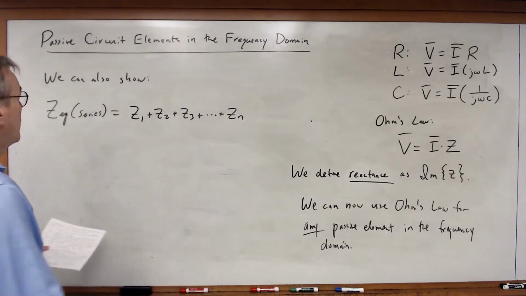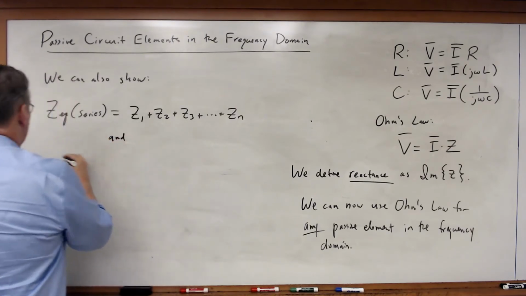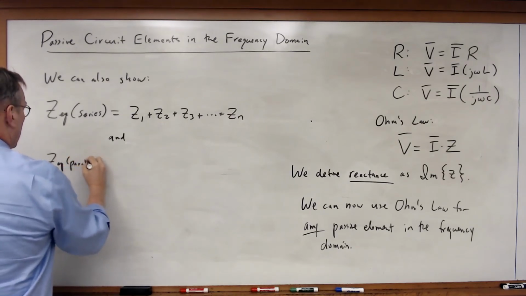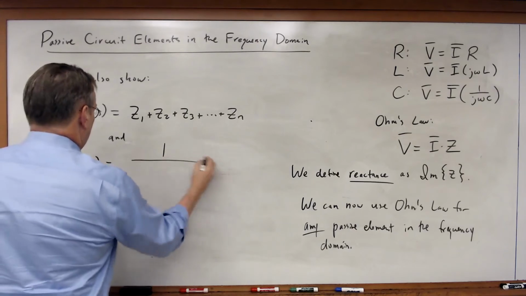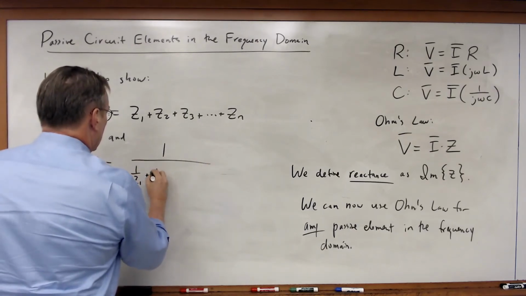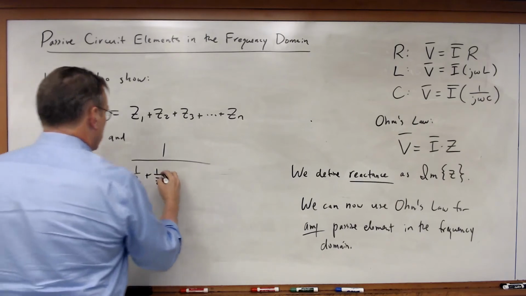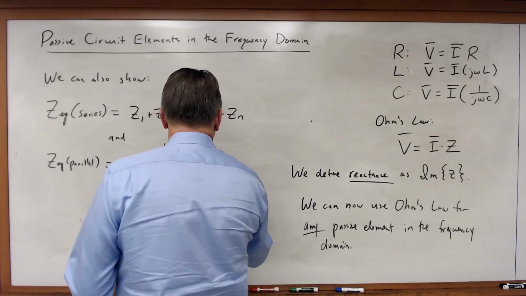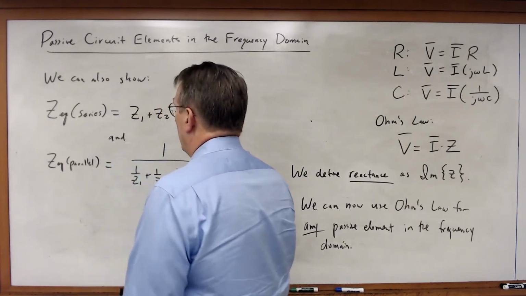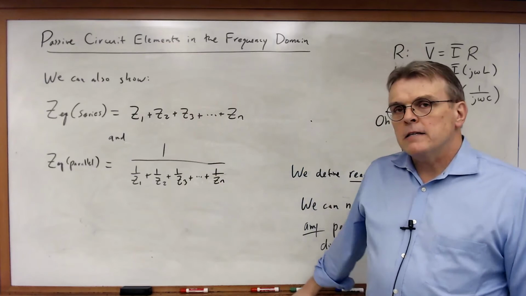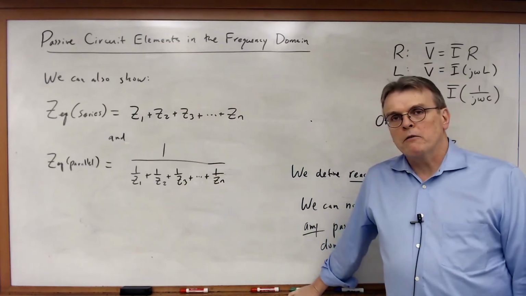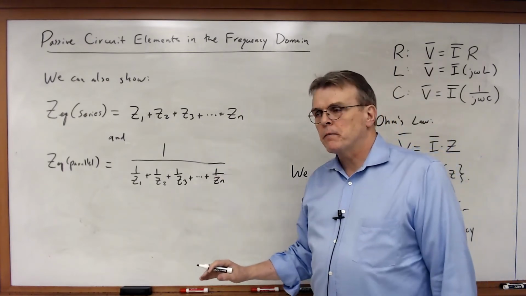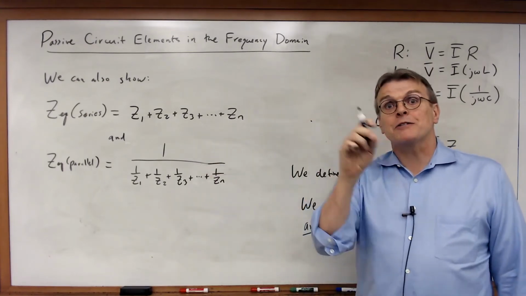We add them together. We can also show that impedances in parallel have this form. Not surprisingly, it's 1 over Z1 plus 1 over Z2 plus 1 over Z3 all the way to 1 over Z sub n. So this looks exactly like the same form we had for resistors when we combine in series and parallel. And the nice thing about this is we could apply this to both capacitors and inductors.